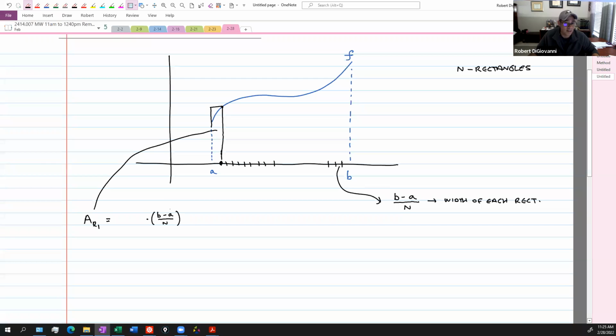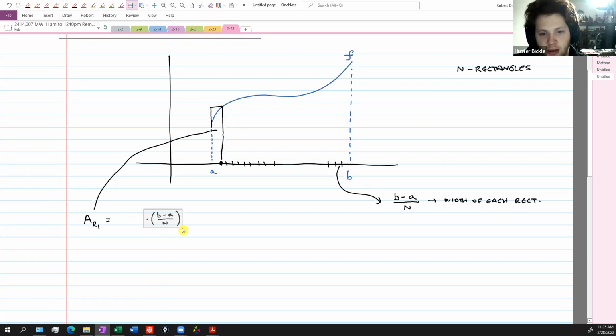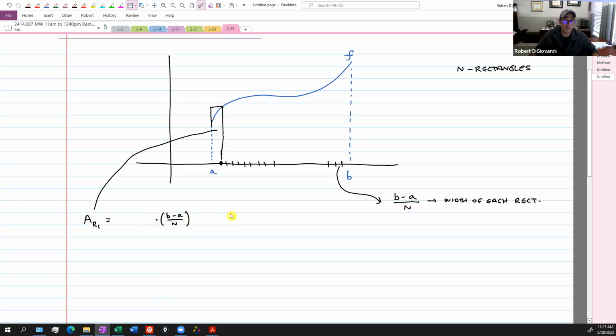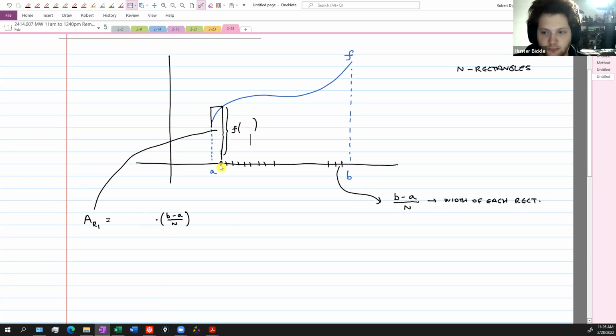What about the height, though? Wouldn't it just be f of that point? It would be f, right? It would be whatever this height is right here, right? That would be the function when you plug in that right endpoint, correct? Okay, but we have to figure out what that right endpoint is.